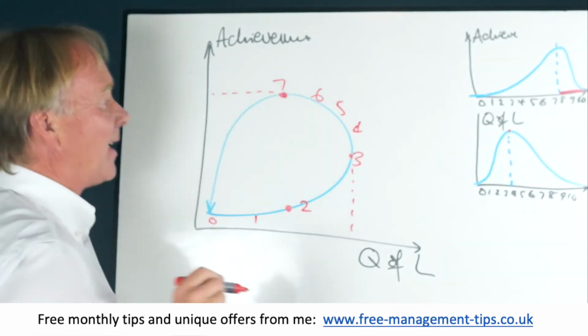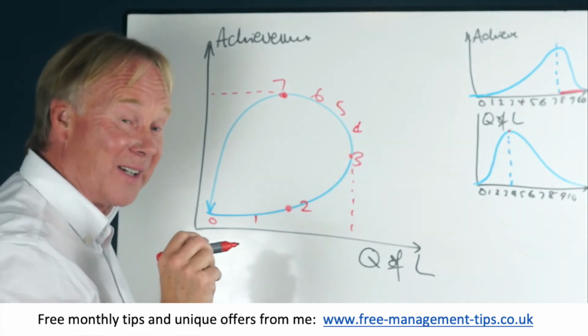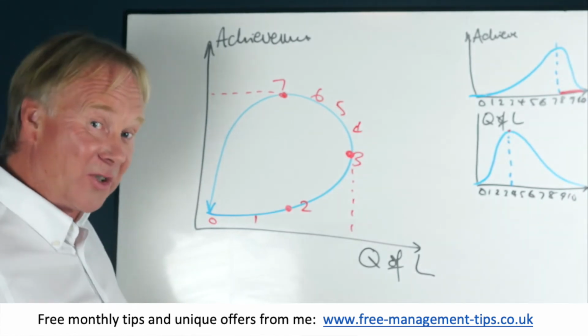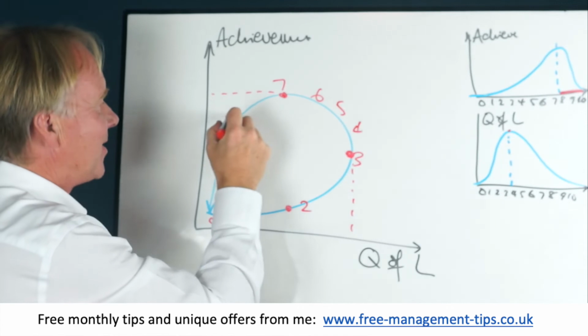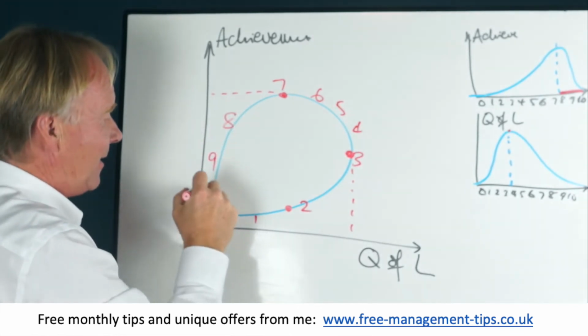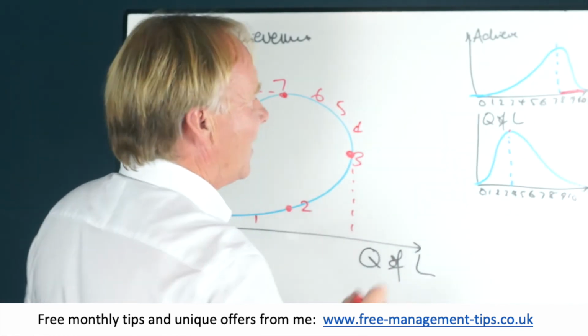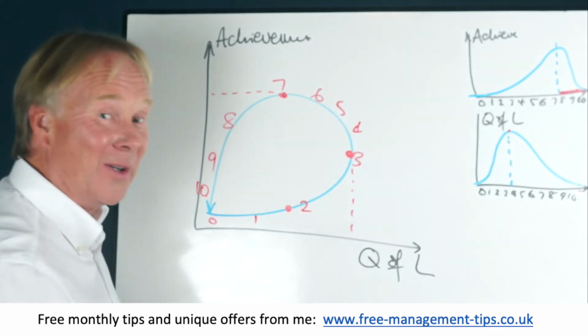So here we are at 7. Now you might be an achievement maximizer and you might want to be at 7, or you might be a quality of life maximizer and you might want to be at 3. That's your choice. Beyond 7 is not sensible. So here we have 8, 9 and 10. And you can see that at 10 we were on 0 on both, weren't we? Our quality of life was completely shot away. We were so stressed, and our achievement had also dropped.